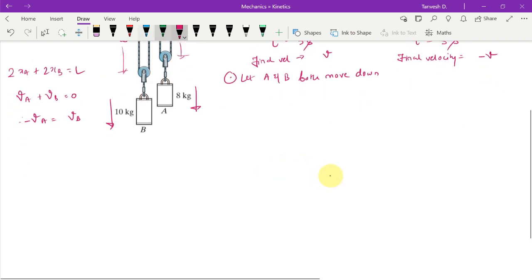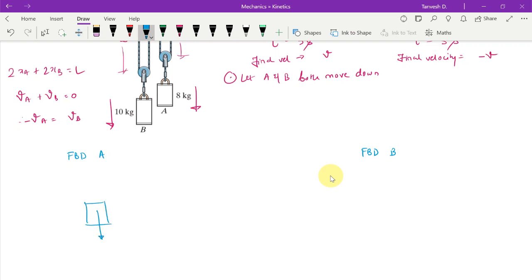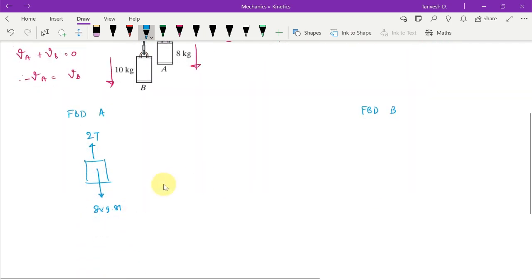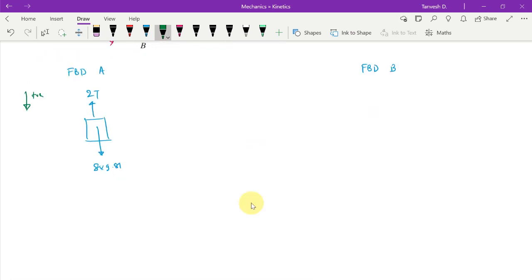Let us draw the free body diagram. So FBD of A and FBD of B. We have 8 into 9.81 as the downward weight, and then here we have 2T, correct? What else is there? Only that much, 2T and 8 into 9.81. We are considering downward motion, hence downward forces are positive. So the FBD of A is complete.